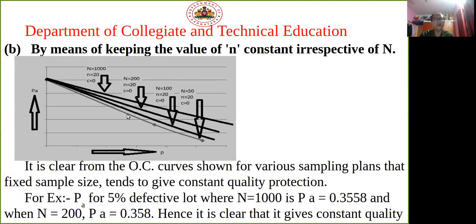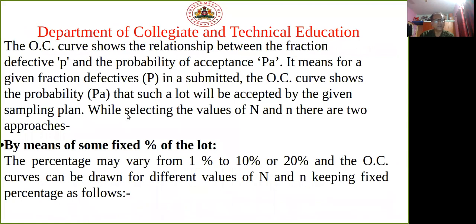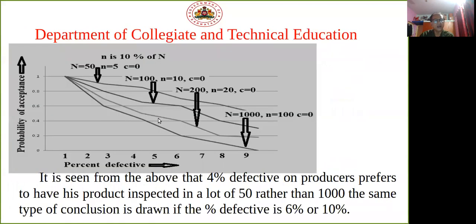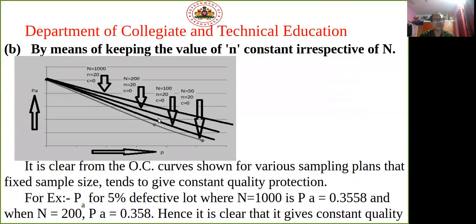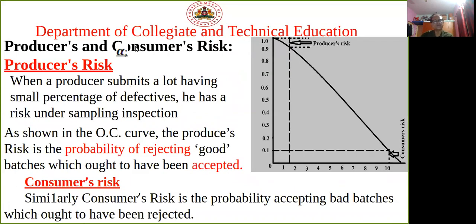So that's how we can construct the OC curve by means of some fixed percentage of the lot, or we can also construct the OC curve by keeping the value of the sample size, that is n, constant irrespective of the size of the lot. So we can draw the curve in two different styles here.